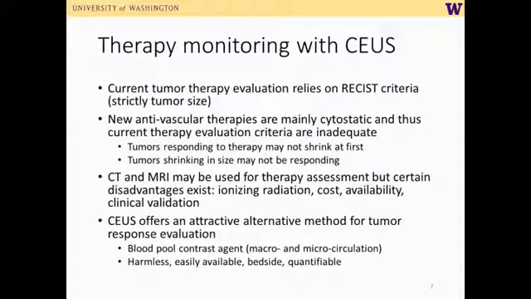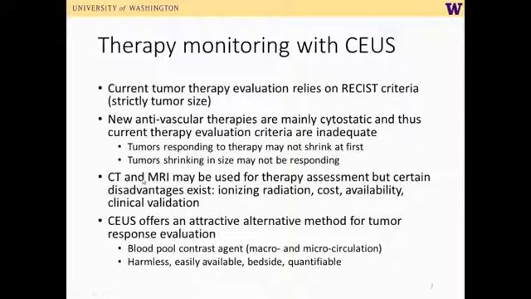So typically, during therapy monitoring, the tumor therapy evaluation is done with the RECIST criteria, which is strictly tumor size. However, there are new antivascular therapies that are mainly cytostatic, and thus the current therapy evaluation criteria are not adequate. For example, we can have tumors that may be responding but not shrinking at first, or we can have tumors that may be shrinking in size but are not responding.